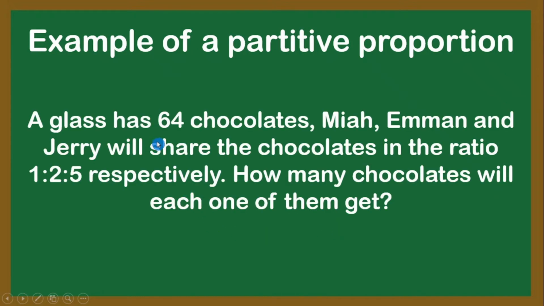A glass has 64 chocolates. Mia, Eman, and Jerry will share the chocolates in the ratio 1:2:5 respectively. How many chocolates will each one of them get? Now, the word there is, pansinin nyo, respectively. Meaning, the order of the names will correspond to the order of the ratio. Meaning, Mia will refer to the 1, Eman will refer to 2, and Jerry will refer to 5. The question is, how many chocolates will each one of them get?